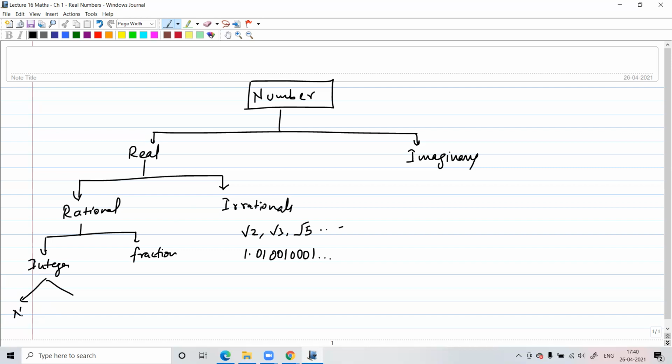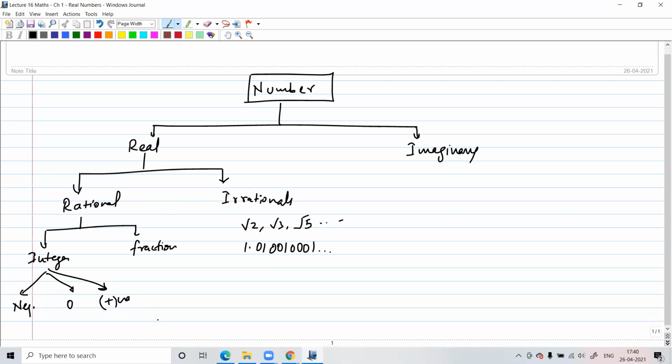So you can have negative integers or 0 or positive. 0 and positive integers. So it's not an easy way to represent all that in a tree like that, because fractions can also be written, integers can be written as fractions. So think of it like that. Okay. So all the numbers you have studied so far, they're all real numbers.